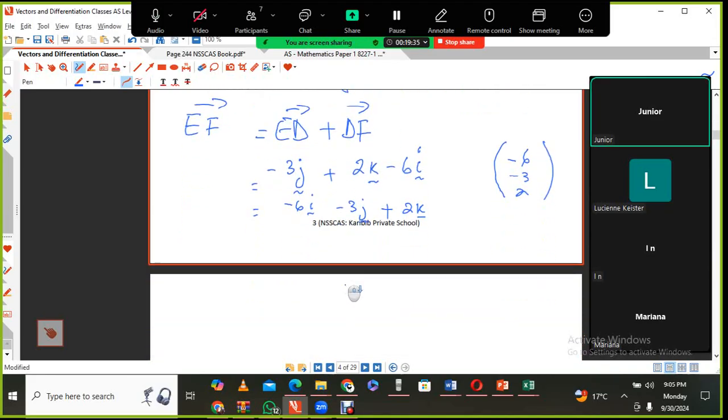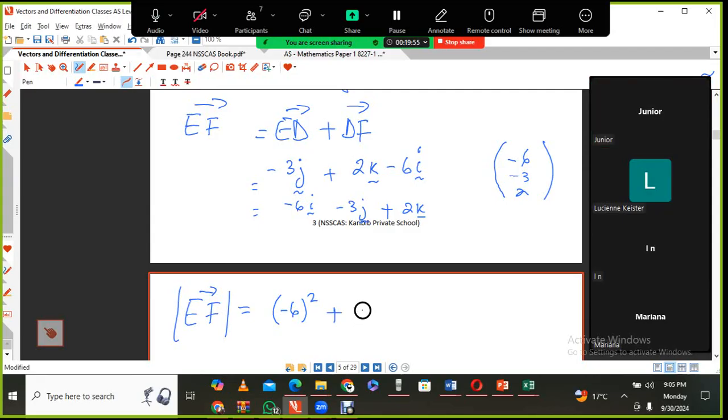So I'm just going to go to the next page. So let's find the magnitude of EF. So it's negative 6 squared plus negative 3 squared plus 2 squared. Am I correct? So what do you get when you take the square root of this?